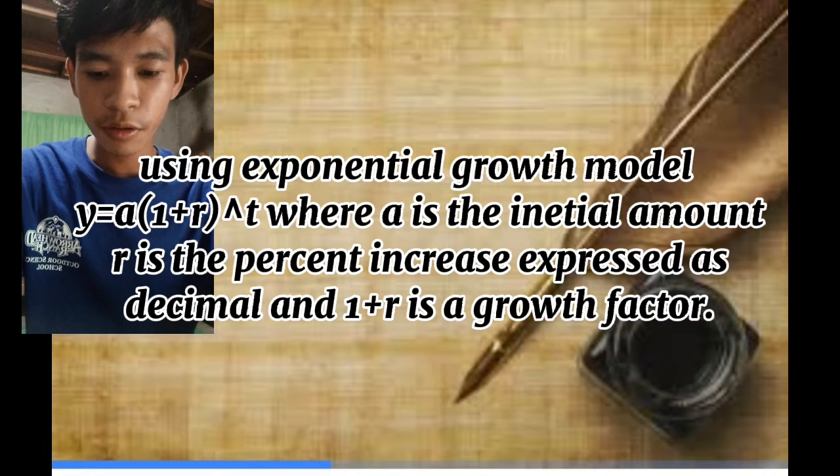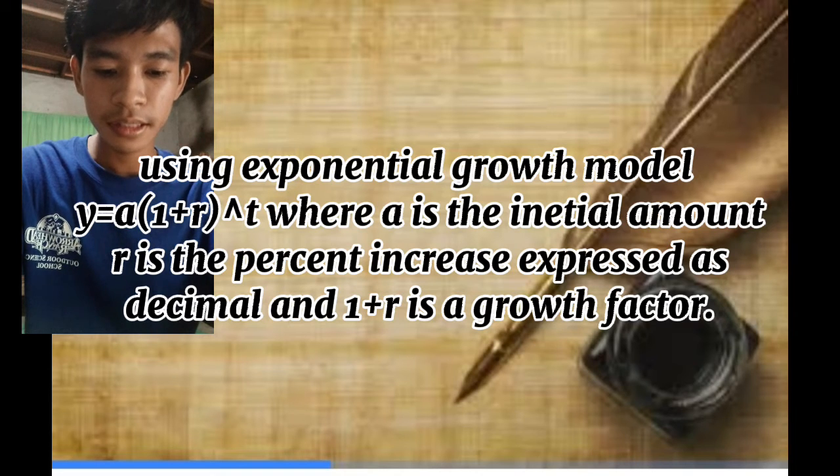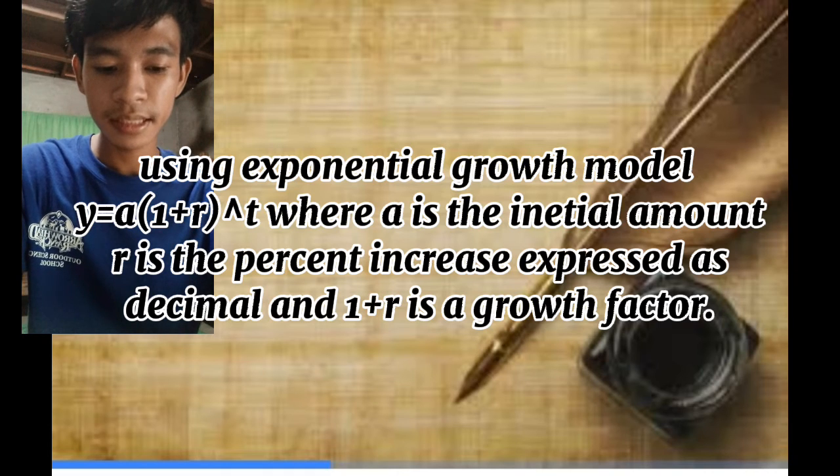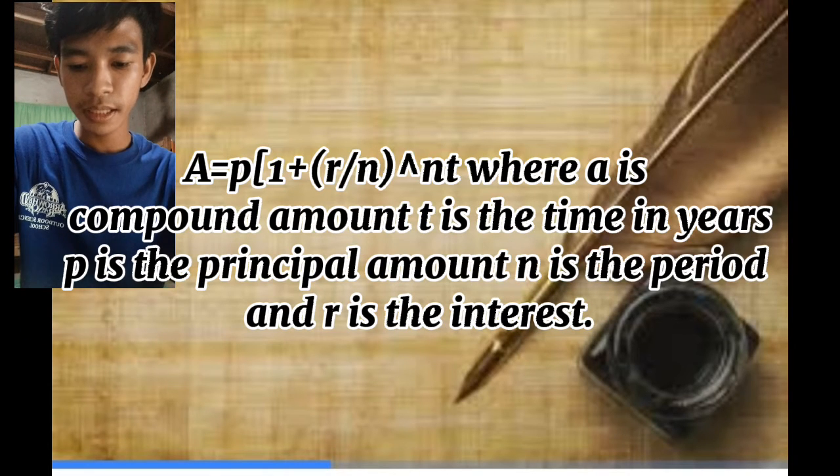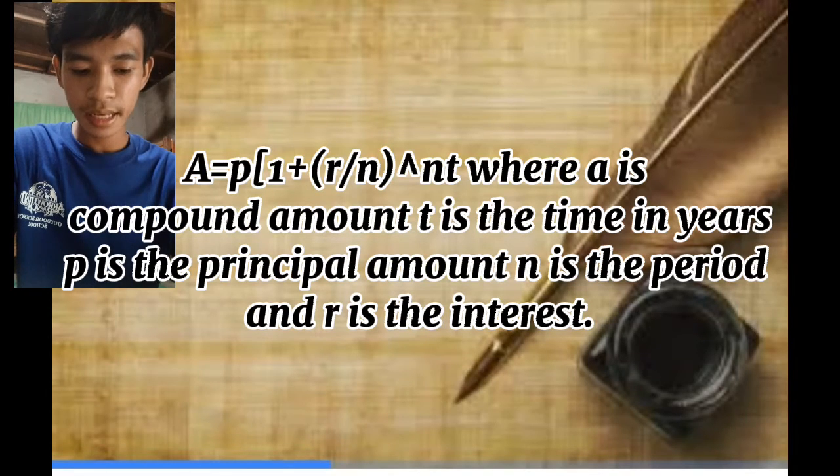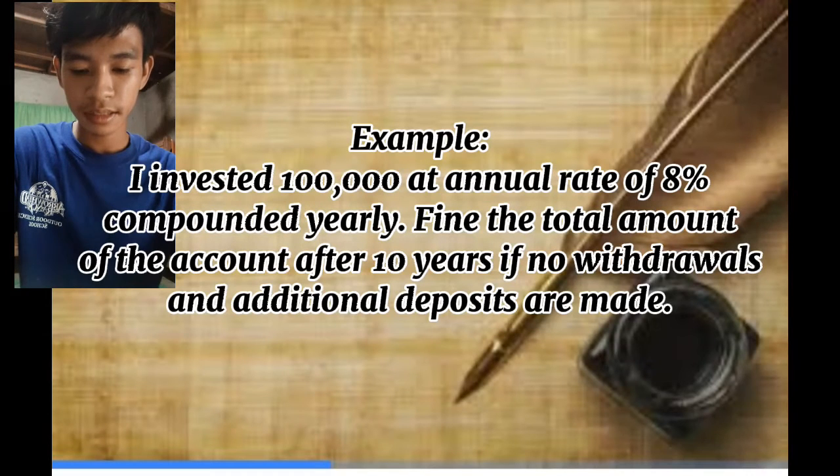Using the exponential growth model, y equals a times 1 plus r raised to t, where a is the initial amount and r is the percent increase expressed as a decimal. The 1 plus r is called the growth factor. A equals p times 1 plus r over n raised to nt. A is the compound amount, t is time in years, p is the principal amount, n is the period, and r is the interest.